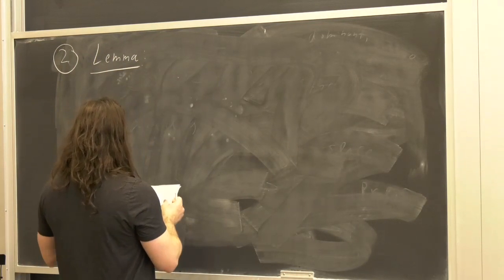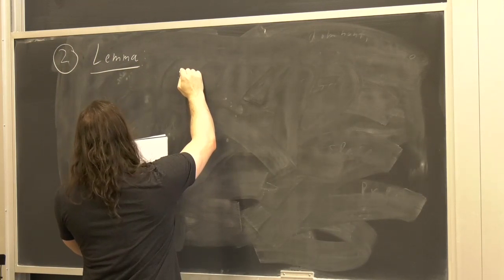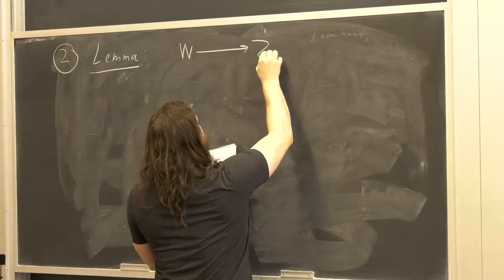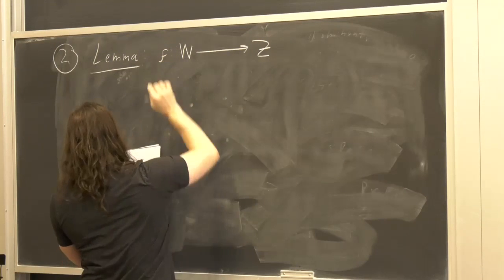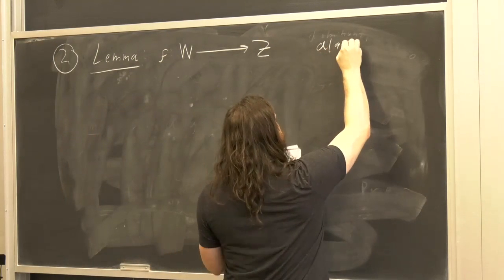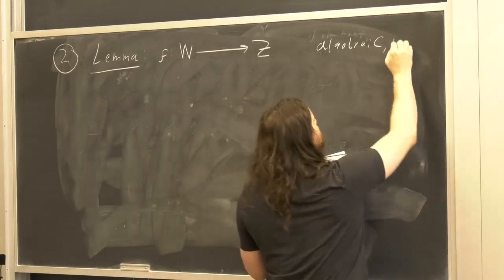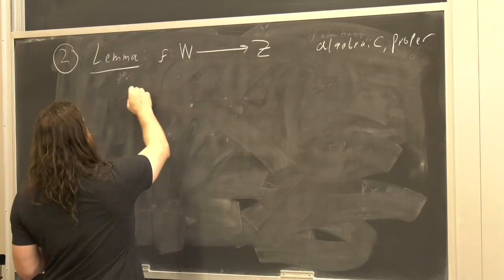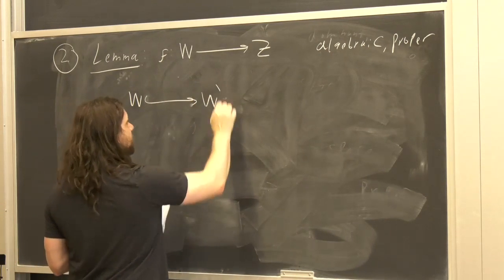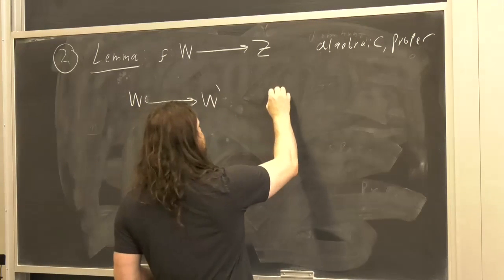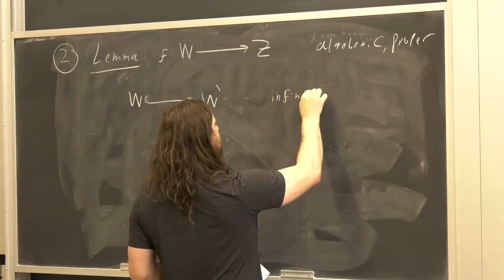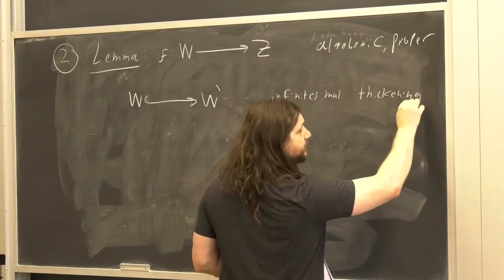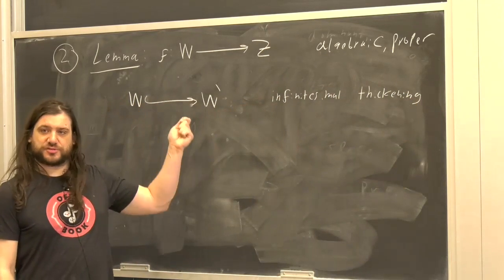And that works as follows. So suppose you have the following situation. Suppose you have W maps to Z, which is algebraic. And let's stick to everything being proper. And now let's say W inside W prime is an infinitesimal thickening. So they have the same points here, but we're adding some nilpotent structure.